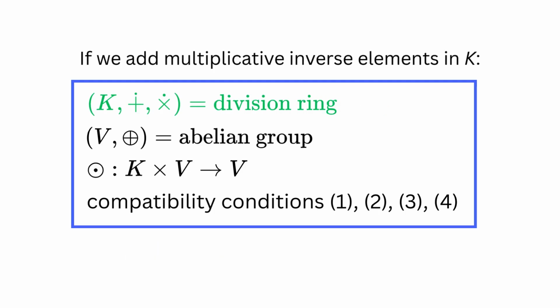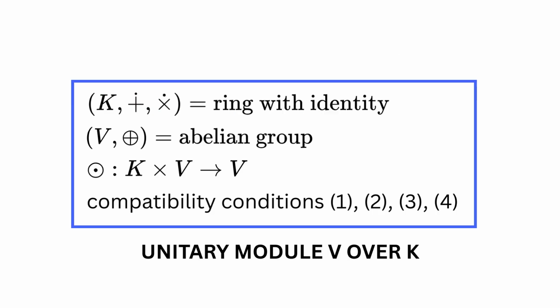If the ring is a division ring and the four conditions are imposed, we call the resulting structure a vector space over K. Notice that, for a vector space, the multiplicative operation of K does not need to be commutative. However, in applications, often K is a field. Let's return to the unitary module V over K.